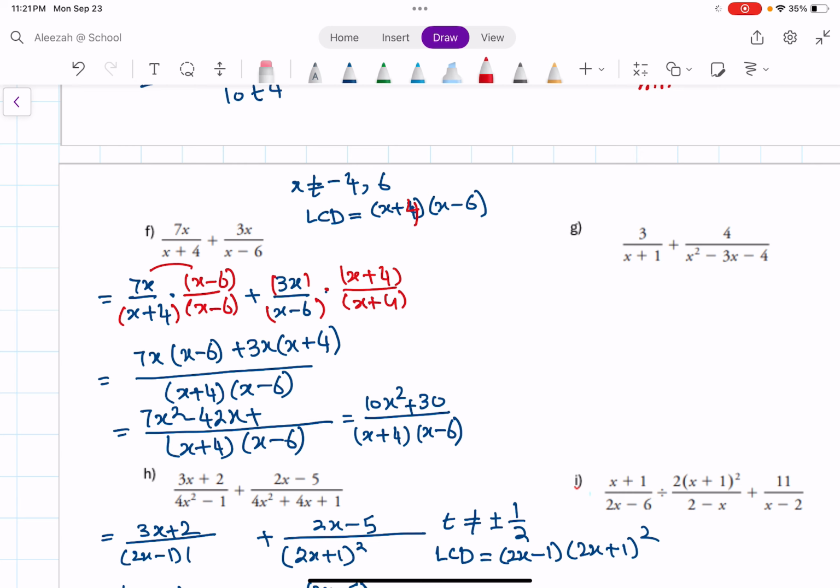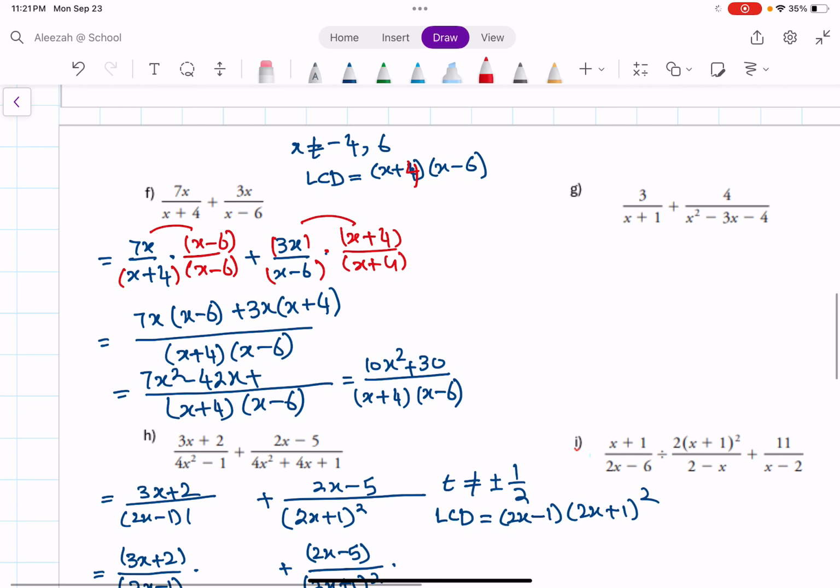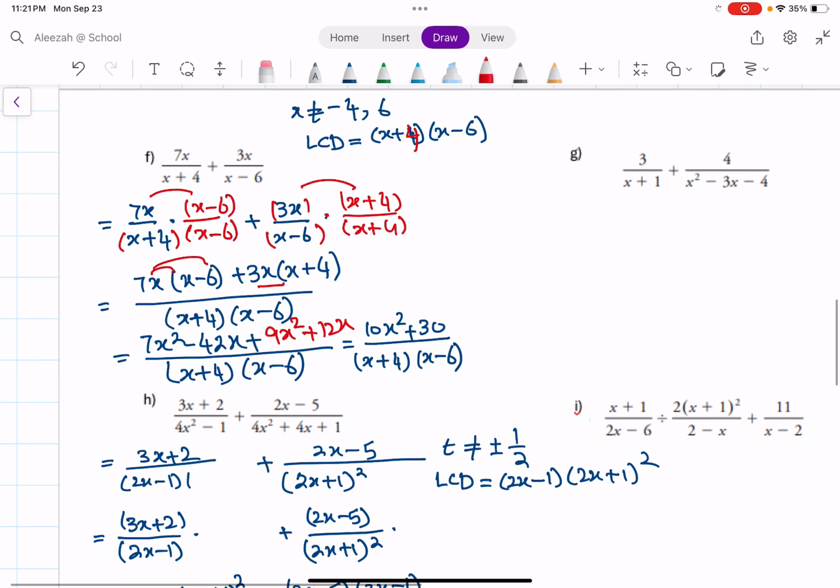I multiply these two and these two, and now I simplify. I multiply here like that, and then here I multiply, so I will get 9x squared plus 12x. So I added them and I got, oh, it's not 9, it's 3. This is 3x squared. And now I collected the like terms, so I get 10x squared plus 30 over x plus 4, x minus 6. And that is my answer.